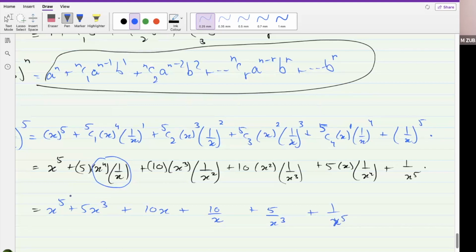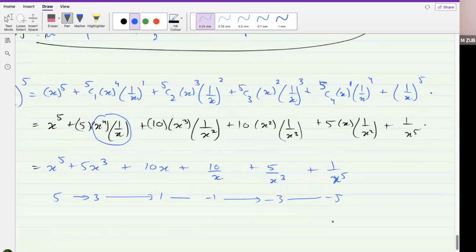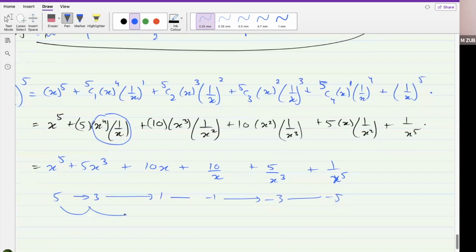Now if you notice, the power was 5 first, reduced by 2, then reduced by 2 again, then reduced by 2, minus 1, reduced by 2, minus 3, reduced by 2, minus 5. You see the sequence continues. The power of x is reducing 2 each time. That was just the comparison. This is your last answer for the given question.